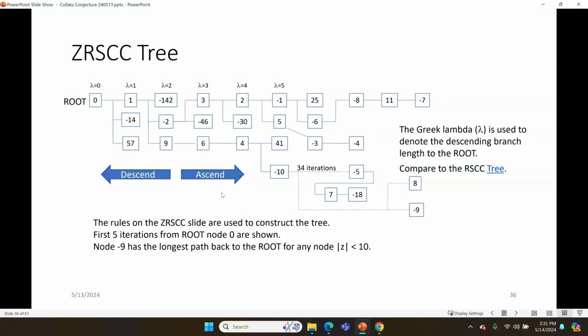So if we start at negative 5, that descends to 2, that descends to 3, then to negative 2, then to plus 1, and ultimately to the root node 0. As before, we ascend by going to the right and getting farther away from the root, or we descend by going to the left and getting closer to the root.